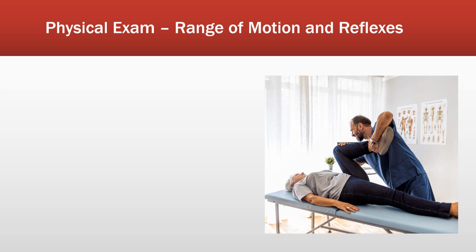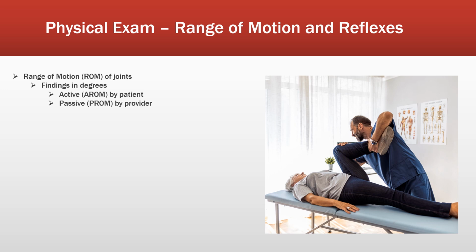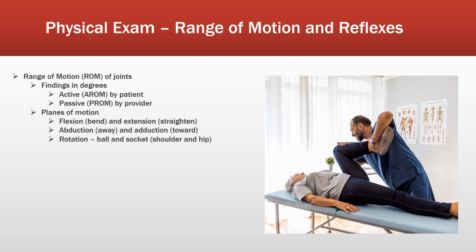The provider may perform range of motion testing of joints and will note the findings in degrees. Active range of motion is performed by the patient and passive is done by the provider. Different planes of movement will be assessed for the joints such as flexion and extension, abduction and adduction, and rotation for ball and socket joints like the shoulder and hip.